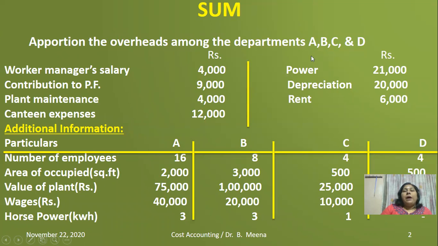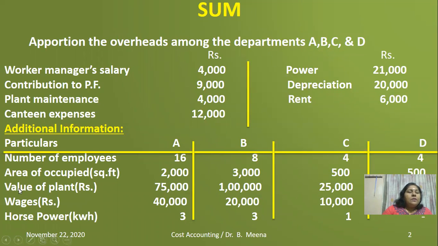Apportion the overheads among the departments A, B, C, D. In this problem, they didn't mention which are the production and which are the service departments. So in this case, I can assume all the departments A, B, C, D are production departments, since there is no specific information which department is a service department. The expenses are works manager salary, contribution to PF, plant maintenance, canteen expenses, power, depreciation and rent, which are going to be distributed among A, B, C, D on a suitable basis.